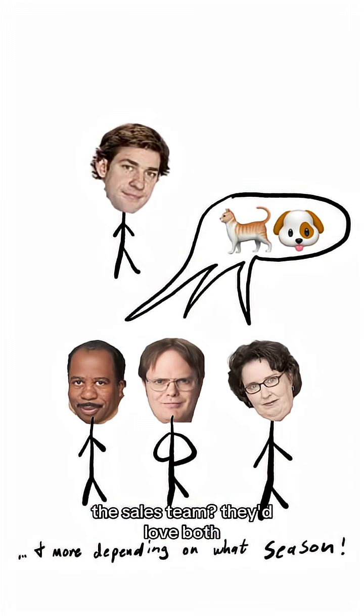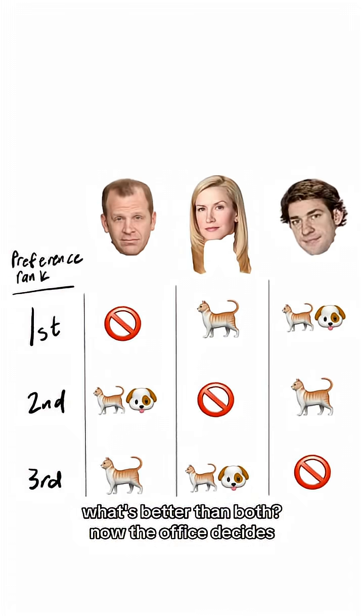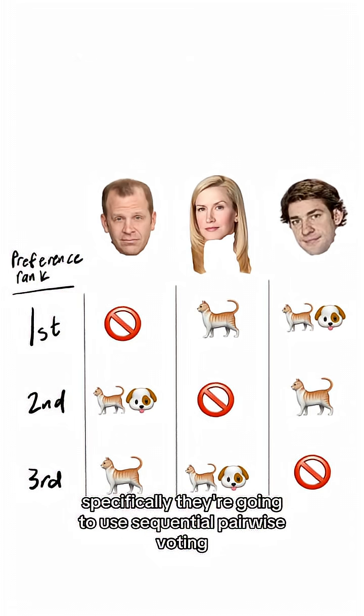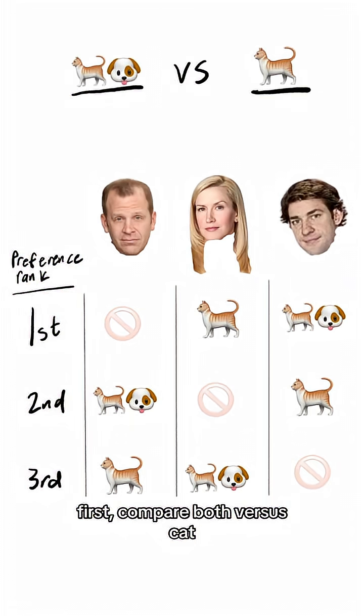The sales team, they'd love both. They love cats and they love dogs. What's better than both? Now the office decides using head-to-head matchups, like a little voting tournament. Specifically, they're going to use sequential pairwise voting. First, compare both versus cat.